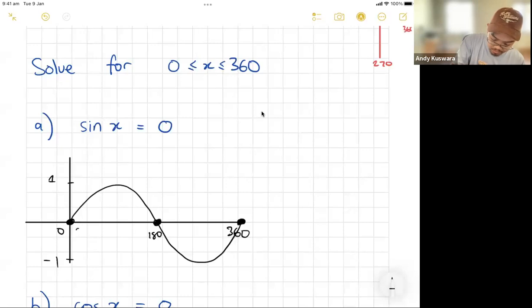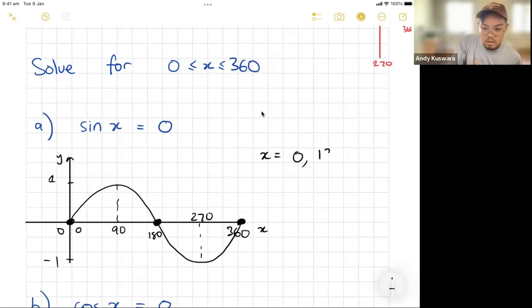Well, hopefully you guys remember this graph. If not, go back and look over these. But in this case here, you can see the values of x for where my graph is 0 are going to be 0, 180, and 360. Okay, that's it. I've drawn my graph and I'm just reading the answers off it, seeing where sine x equals 0.